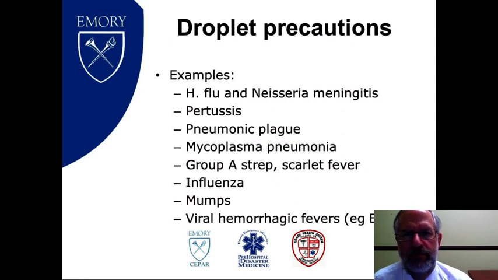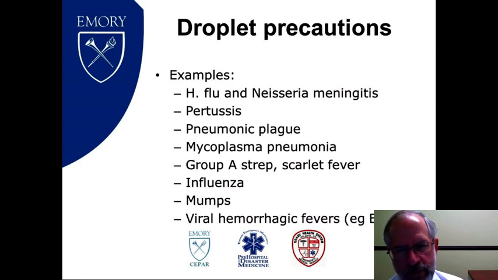Examples of types of pathogens that are spread through droplet aerosols include Haemophilus influenzae, Neisseria meningitidis, which are both causes of bacterial meningitis, pertussis, of course, whooping cough, pneumonic plague. Plague actually can be transmitted in the pneumonic form from person to person. Mycoplasma pneumonia, common cause of outpatient or so-called walking pneumonia.